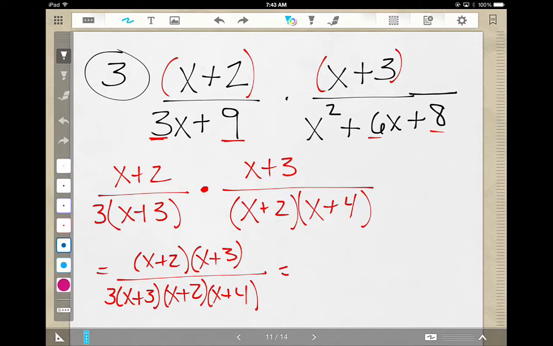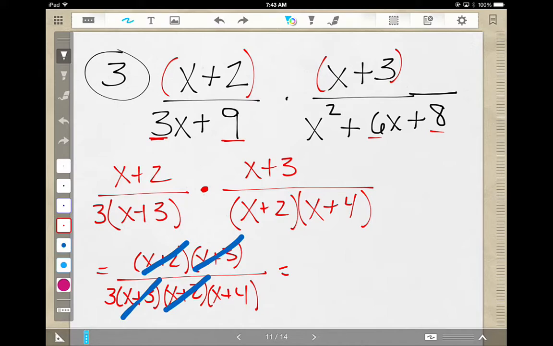On this example, I do have some things that are going to simplify out. The x plus 2 in the denominator and the x plus 2 in the numerator are going to reduce to a factor of 1. Likewise, the x plus 3 in the numerator and the x plus 3 in the denominator are going to reduce to a factor of 1.